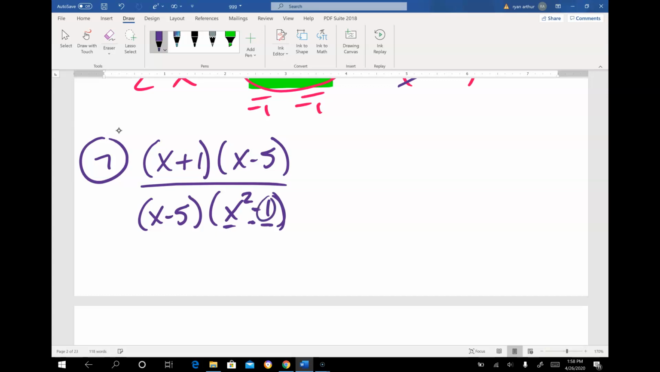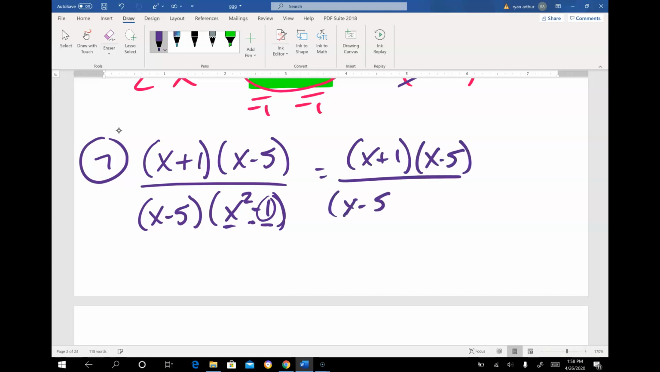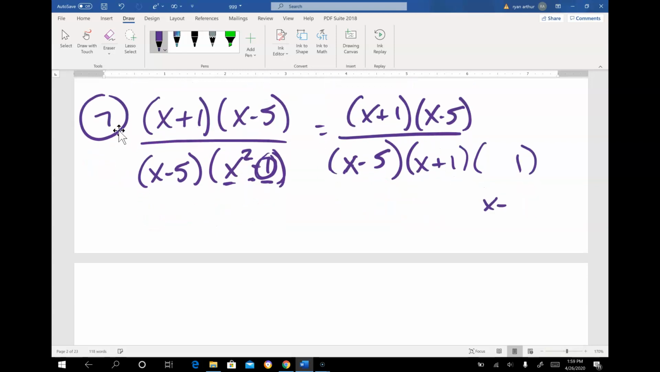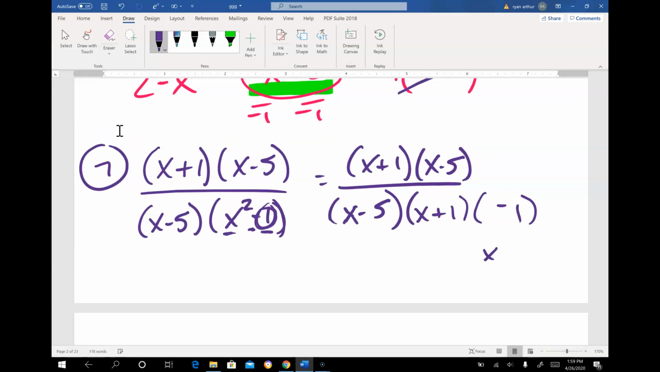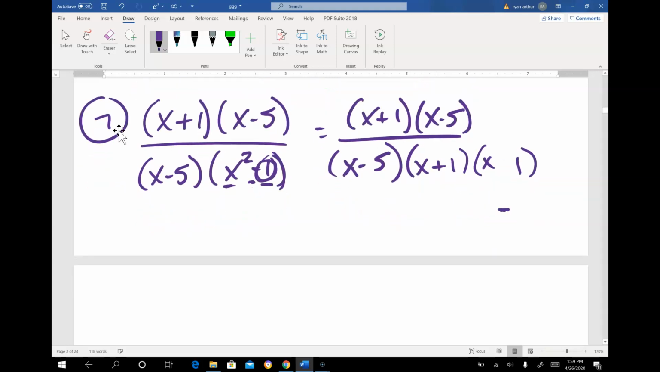Okay? So x plus 1 times x minus 5 over. Now, if that was x squared plus 1, you couldn't factor it. It has to be difference, subtraction. So the square root of 1 is 1, right? So it's going to be x plus 1, x minus 1. So, whoops. Let's fix that. So, I don't know why it's doing that.